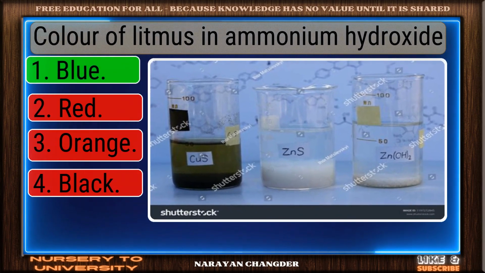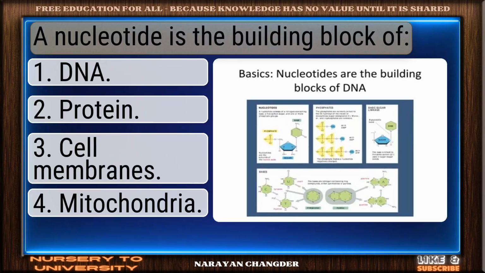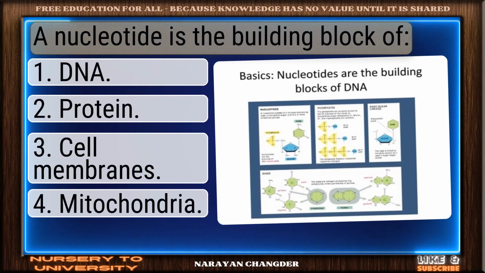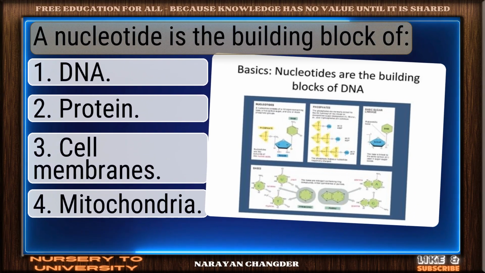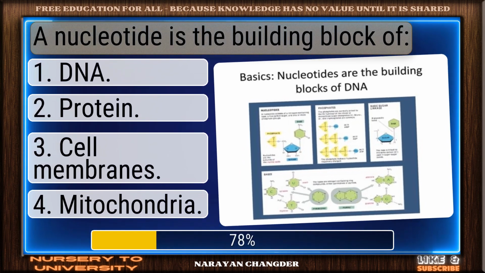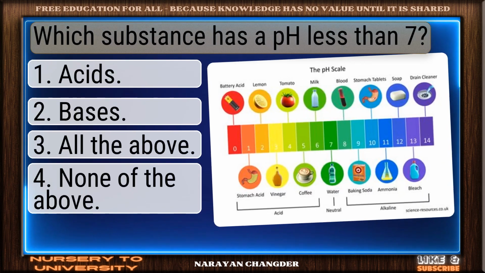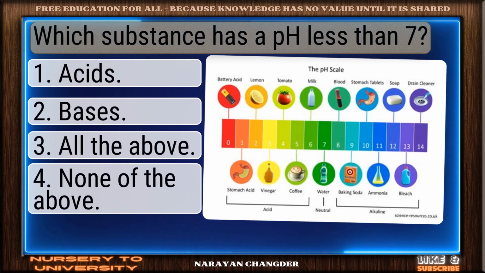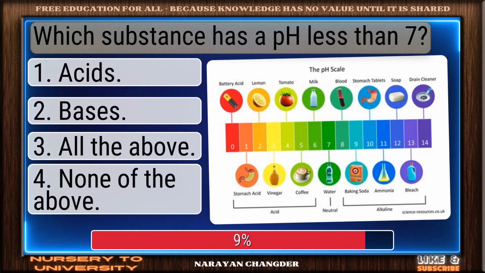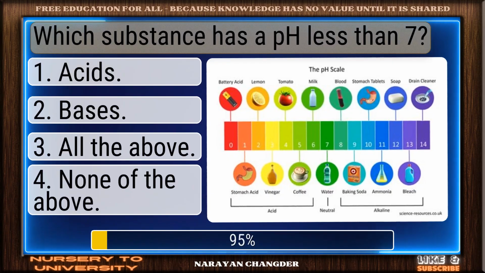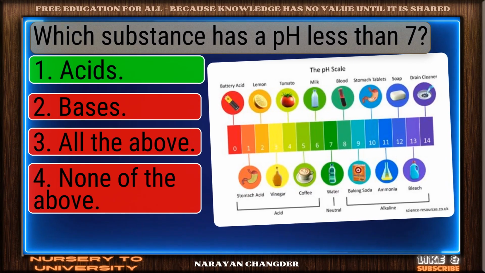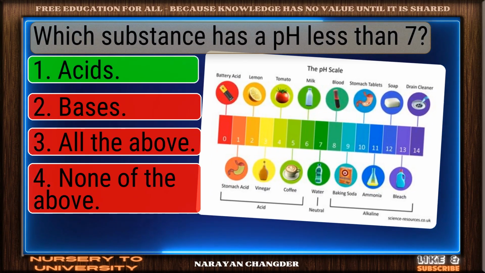Excellent. Blue is a brilliant choice. Question number 54. A nucleotide is the building block of? Strong choice. DNA is the right answer. Question number 55. Which substance has a pH less than 7? Correct. Acids is the right answer.